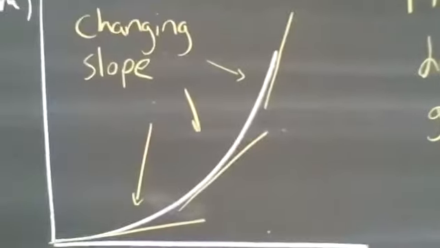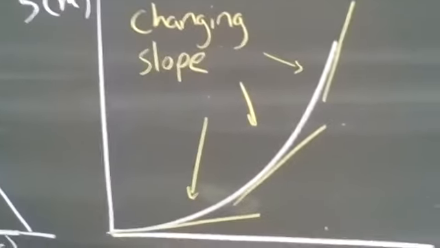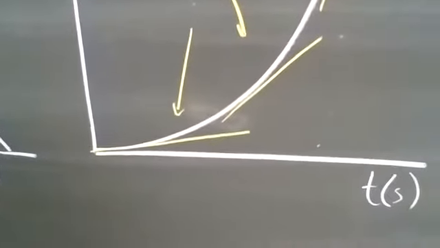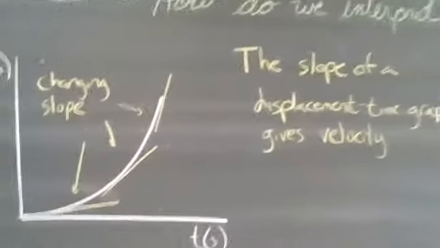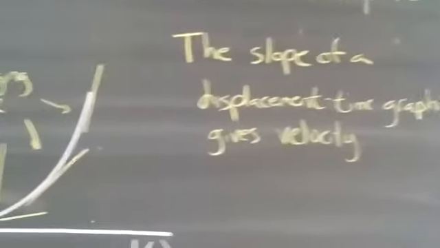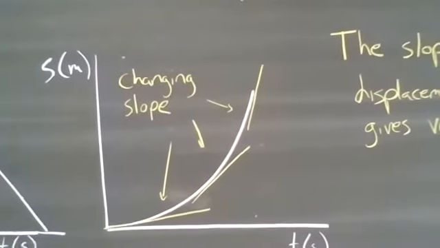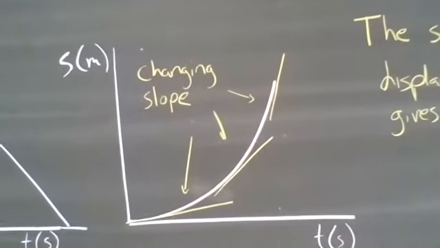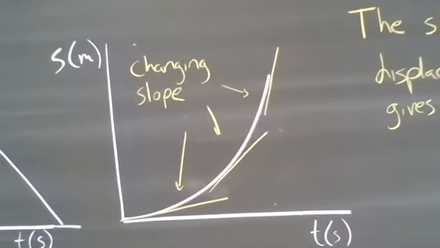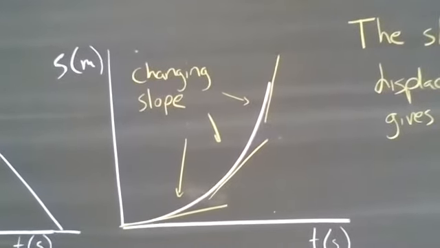If you've got a curved line and you're plotting displacement against time, so you have displacement S measured in meters against time T measured in seconds down there. So a changing slope, if slope gives velocity, and we've got a changing slope, then that's a changing velocity. It starts out slow and speeds up. So if we see a curved line on a displacement time graph, then what we're looking at there is acceleration, changing velocity. So that's how we see acceleration on a displacement time graph.